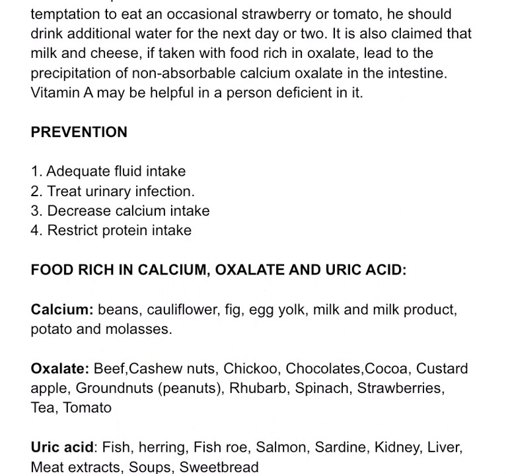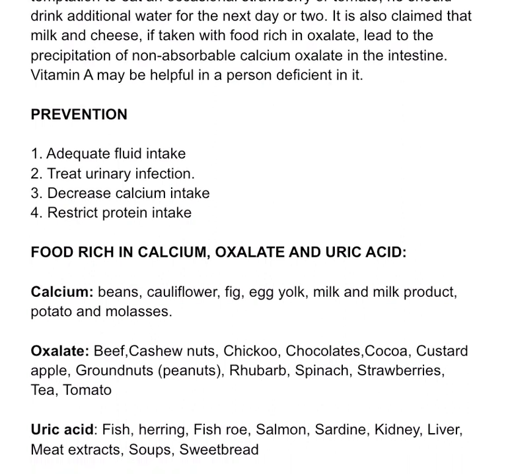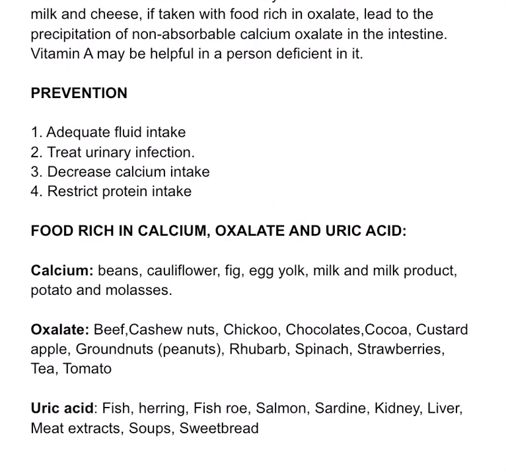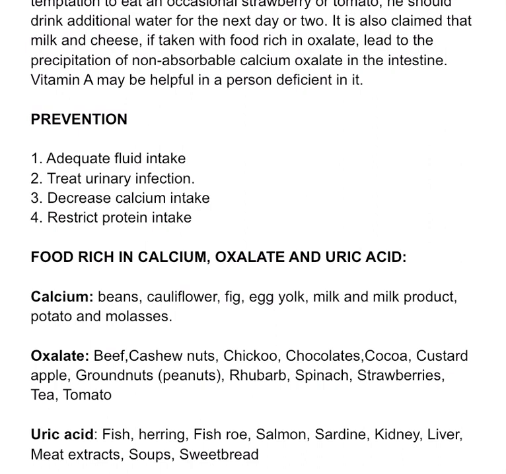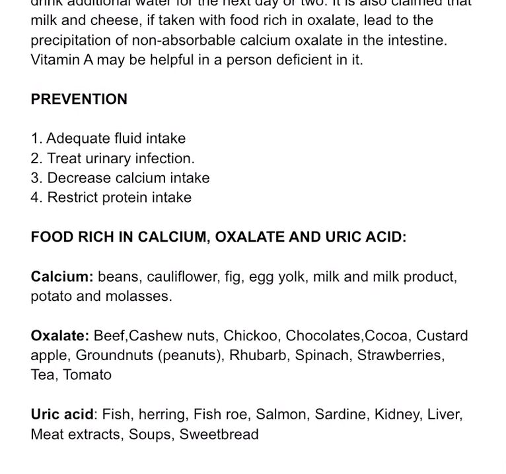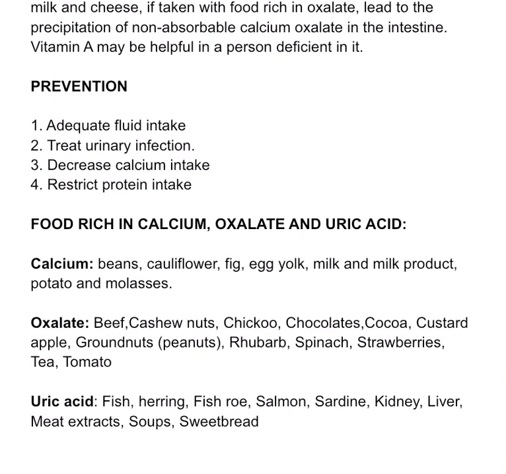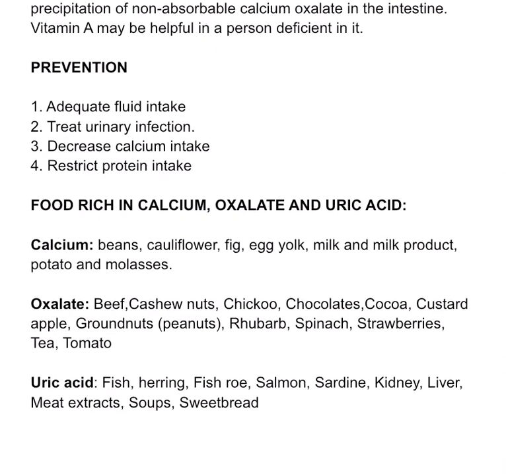It is also claimed that milk and cheese, if taken with food rich in oxalate, lead to the precipitation of non-absorbable calcium oxalate in the intestine. Vitamin A may be helpful in a person deficient in it. Prevention. 1. Adequate fluid intake. 2. Treat urinary infection. 3. Decrease calcium intake. 4. Restrict protein intake. Food rich in calcium, oxalate and uric acid.